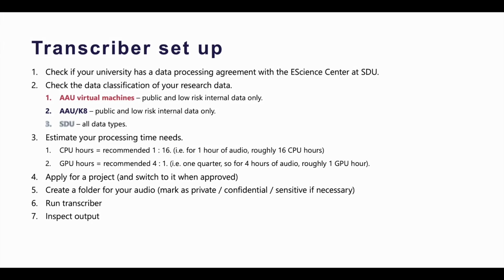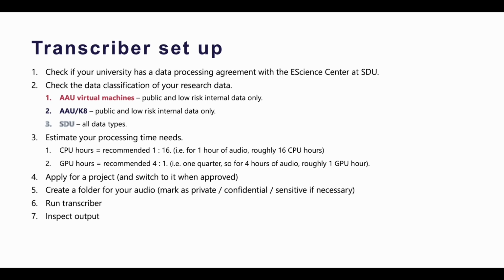You just need to check whether or not your university has that data processing agreement in place. Check the classification of your research. If it's public and low risk internal data, you can use it on either of the first two options, the AAU options. If not, then you need to be on SDU. Estimate your processing time needs. For transcriptions, using a 16-core machine, we estimate that it's roughly 1-to-1 using that 16-core machine. So if you need 1 hour of audio to be transcribed, you'll need 16 cores for 1 hour. So it's a ratio of 1-to-16.